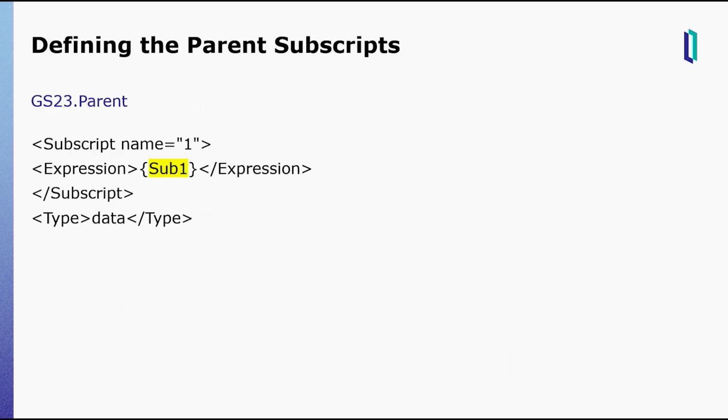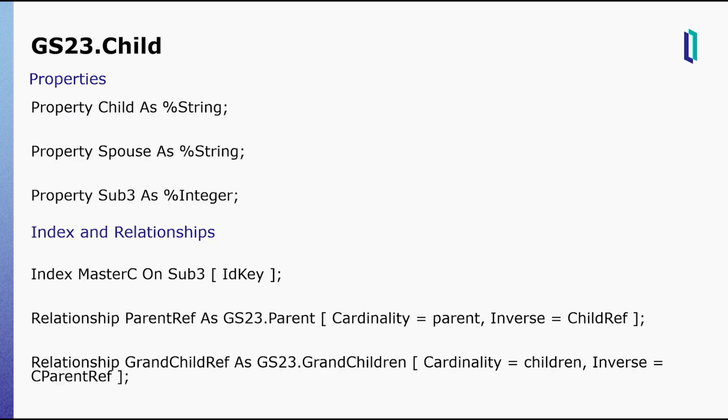So this is what it's going to look like, right? When I showed you the bottom, what the storage definition looks like and the class definition, right? So this is what the subscript is going to look like for the parent. It looks exactly like the subscript that we defined for my house class. Nice and easy. Okay? For the child, right? I have a child and a spouse. I have property subscript 3, which is the integer, which is part of the ID.